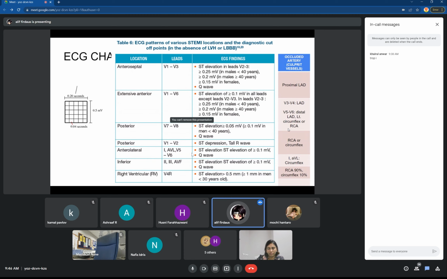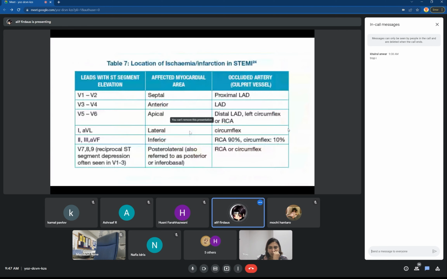For the anterolateral, the leads are 1, AVL, V5 and V6, and the inferior leads are lead 2, lead 3 and lead AVF. And V4R, I'm not quite sure.